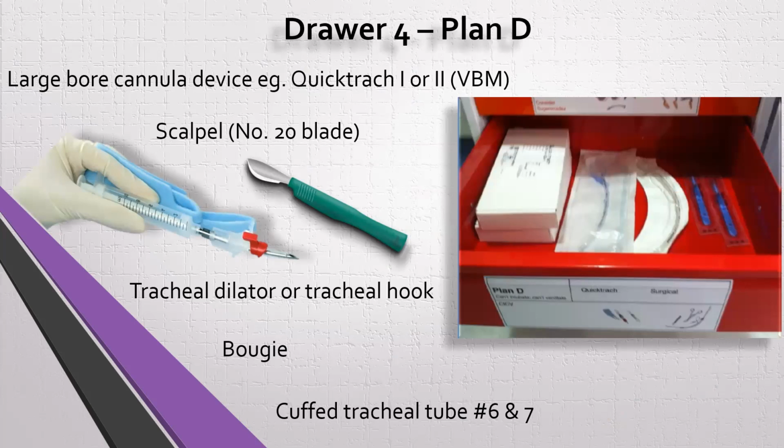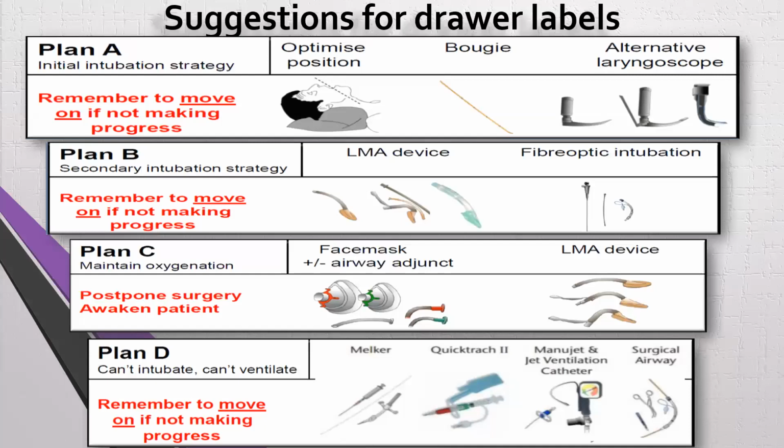The equipment in drawer 4 should be a large bore cannula, including a quick track cannula, a scalpel with blade number 20, a tracheal dilator or tracheal hook, a bougie, which is on the side of the trolley, and a cuffed endotracheal tube size 6 and 7. This is the ideal trolley. And this is a suggestion for drawer labels, if you want to read them. We will talk about the algorithm and plan in the next video, inshallah.